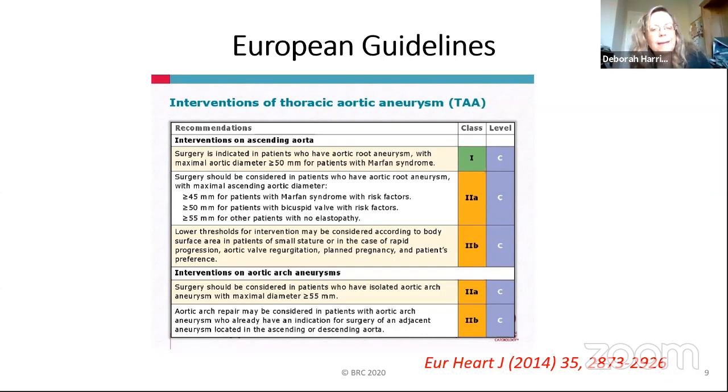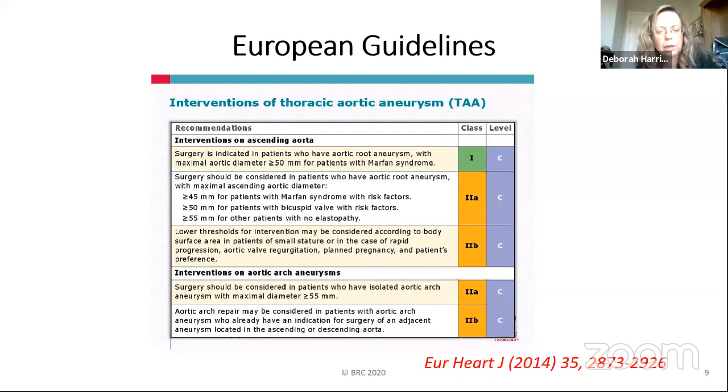So we've already mentioned body surface area in patients of small stature, and we've also mentioned rapid progression and also concomitant surgery. Other potential reasons for a lower threshold would be a strong family history, and I think that's a very important thing to consider. Patients that have a strong family history of dissection, especially in first degree relatives at a young age, should be considered for early surgery. And also the patient's own preference is mentioned here, and I think that's an important consideration as well. Some young patients with an aneurysm that may not be that big just don't like the idea of having an aneurysm and would rather have it removed, whereas you may get some patients who really don't like the idea of an operation and are quite happy to live with their aneurysm.